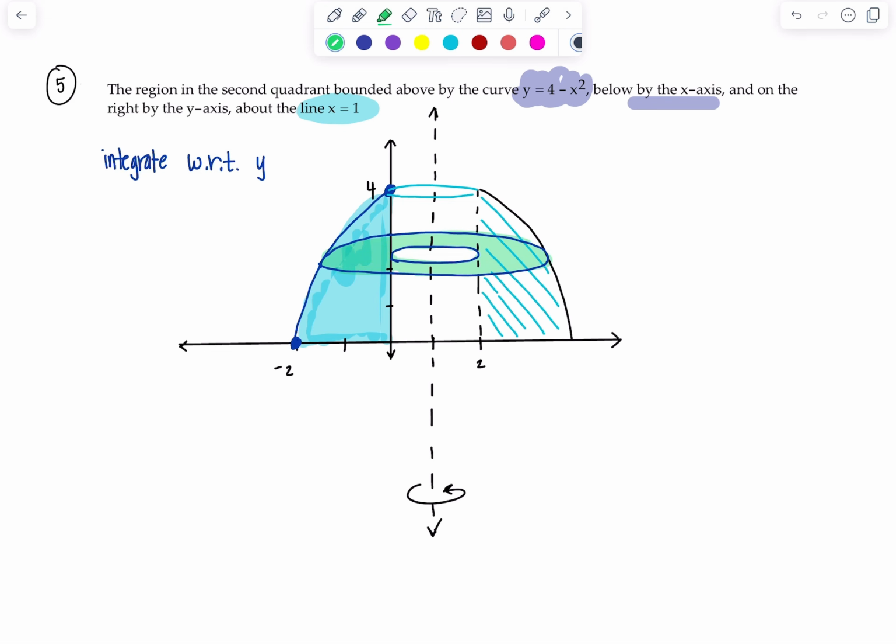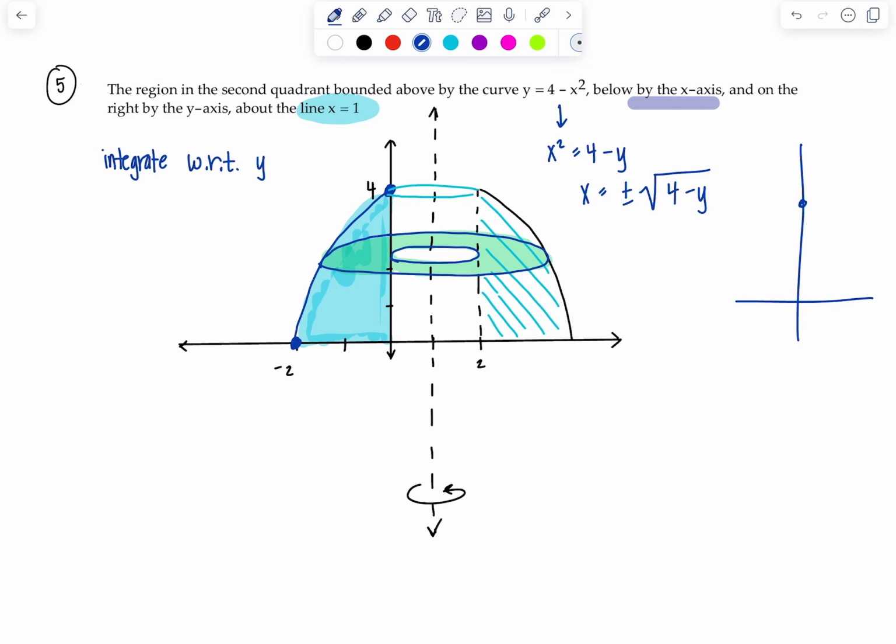And then also, since we're integrating with respect to y, that means I have to have all of the curves and lines bounding the region represented as functions of y. So I need to solve for x right here. So y equals 4 minus x squared. If I rearrange it, that's x squared equals 4 minus y, which means x equals plus or minus rad 4 minus y.